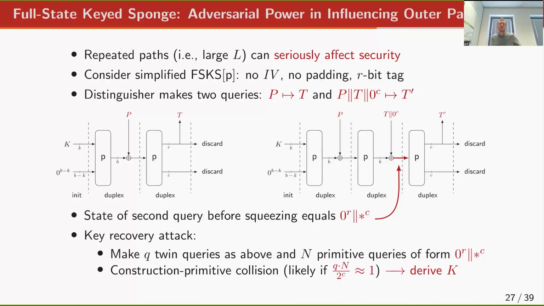What the attacker can do is make these Q twin queries for different plaintexts. It can make n primitive queries of the form 0 R and something to the C, and at some point it's a bingo. At some point, with roughly Q times n over 2 to the C, there is a collision. And once you get a collision, you can get the key.